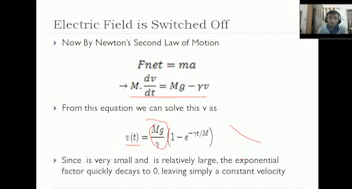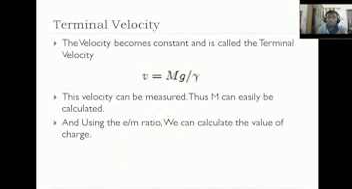Now since gamma is very large and m is very small, the exponent becomes very big, and e to the power minus something big approaches 0, and thus we have directly v is equal to mg by gamma, which is a constant term. This constant term is called the terminal velocity. This is the terminal velocity when the particle moves from the cathode to the anode.